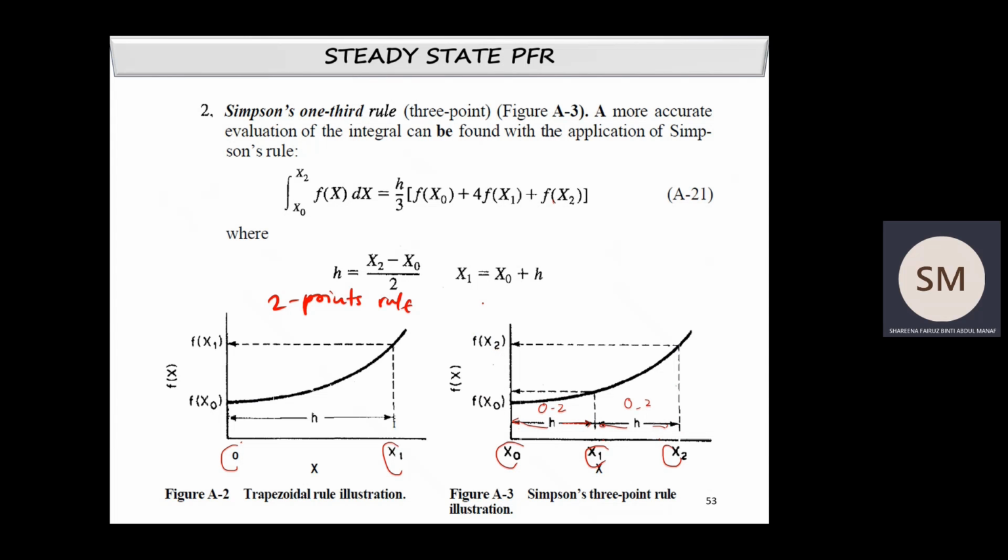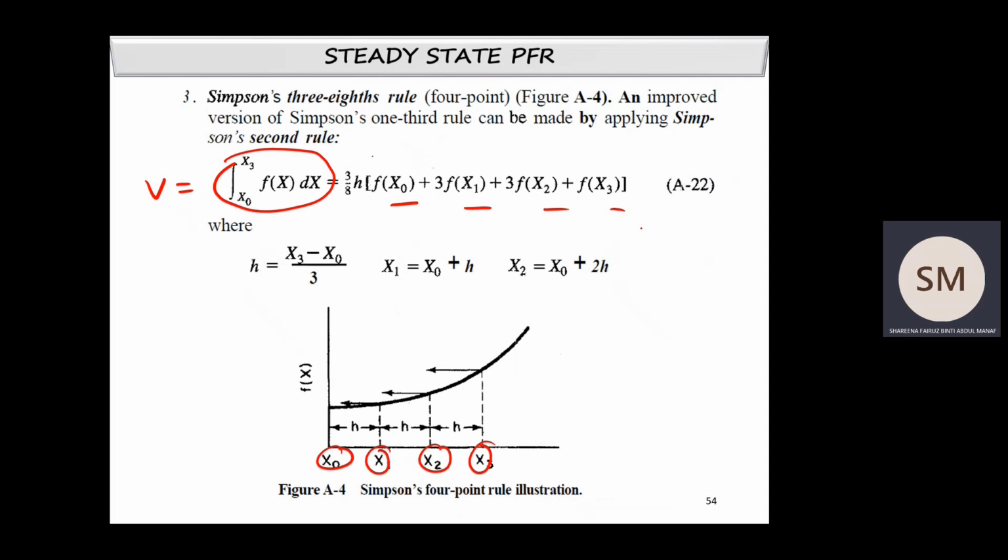So this one is dependent on FA0 over negative RA. Usually we will use this numerical method to evaluate the volume for the PFR, because the PFR has the integration function.